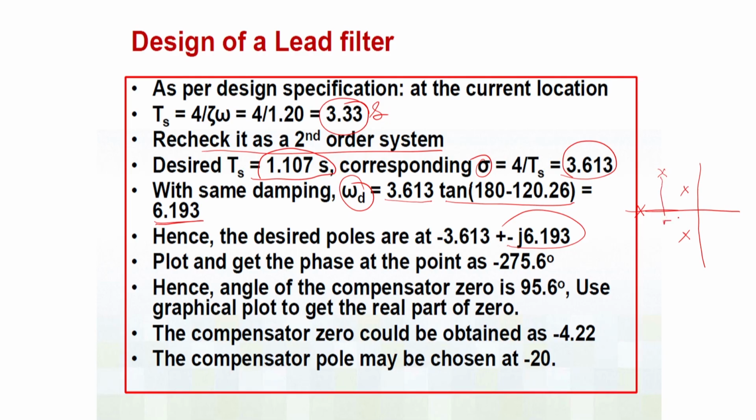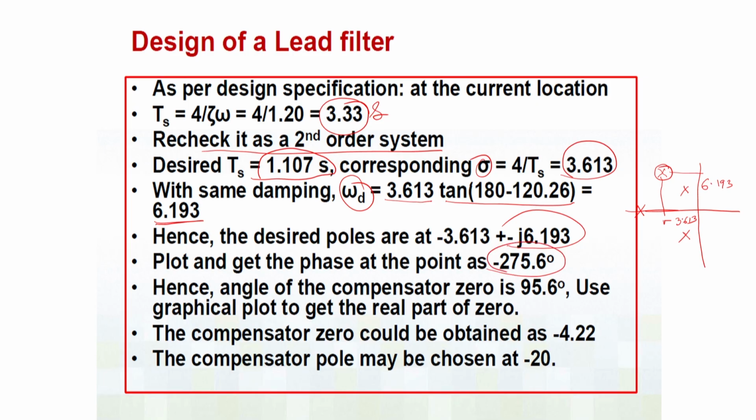So, this value should be 3.613. And also I know that the j value should be 6.193. But the moment I add this pole, my root locus has to pass through this pole. So, the phase condition has to be satisfied. If I try to measure the phase due to the inclusion of this pole, I would say that if the root locus has to pass through this point, the phase will be minus 275.6.